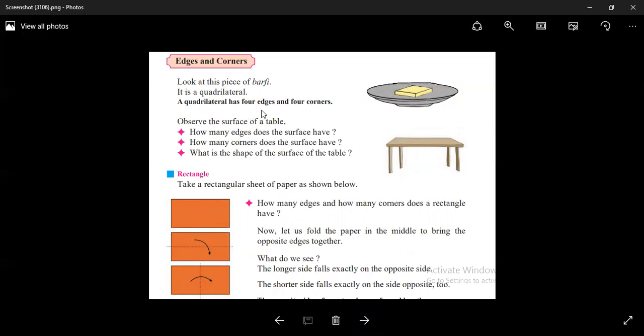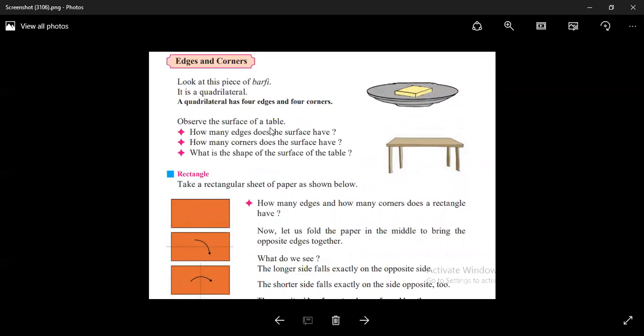Now the quadrilateral has four edges and four corners. Now the burfi is in quadrilateral shape. So there are four edges. This is one side, this is two, and the other three and four. And the corners are one, two, three, and four. So this is the shape of a burfi which is a quadrilateral. So what are edges? The sides of the burfi are called edges.